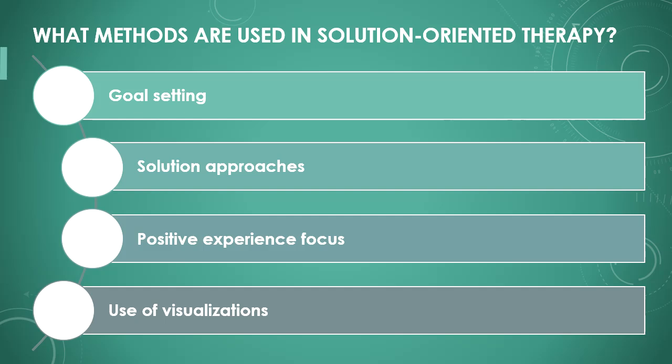Various methods are used in solution-oriented therapy to find solutions. These include setting goals, finding approaches to solutions, and working with positive experiences. Visualizations or discussions about successful situations are also used. The focus is on the patient becoming active themselves and developing solutions.